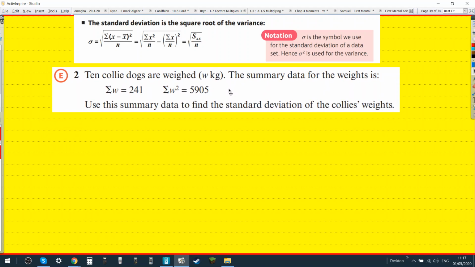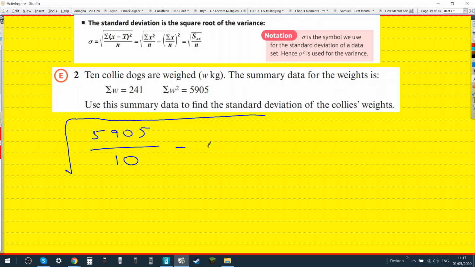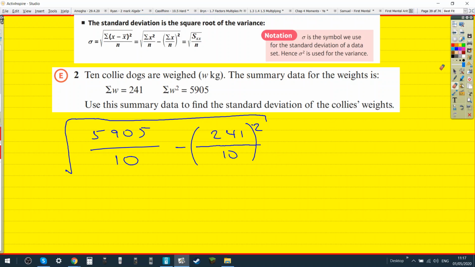So would that be like square root of 1,905 over n minus, hold on. What is n? 10. Yep. Minus, oh right, and then brackets 241 over 10 squared. Yep. So try putting that in.